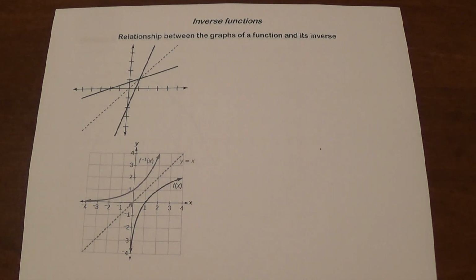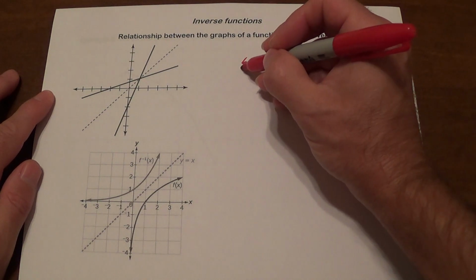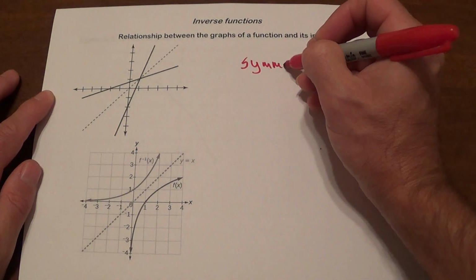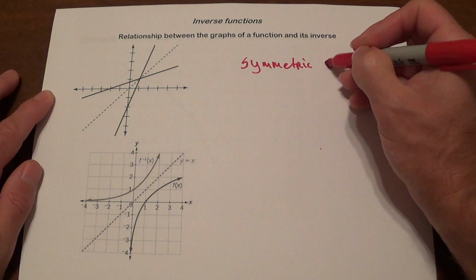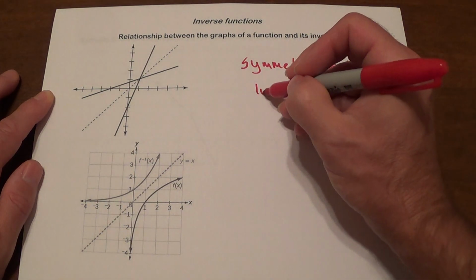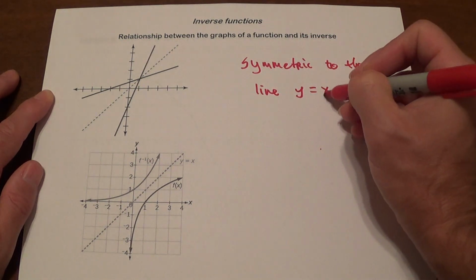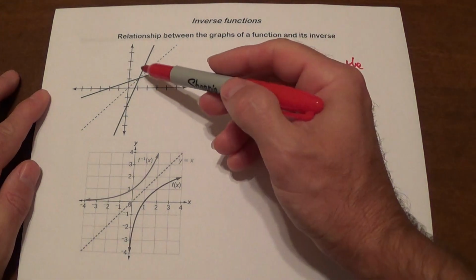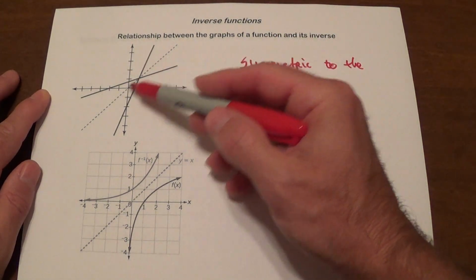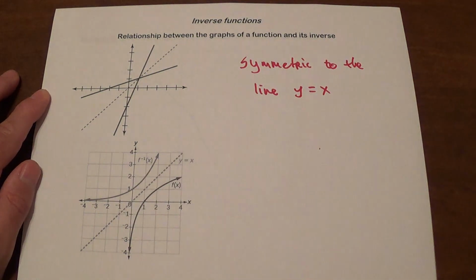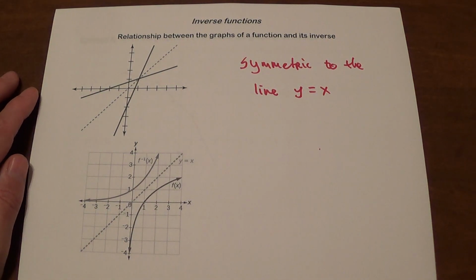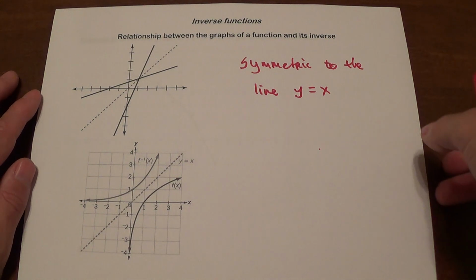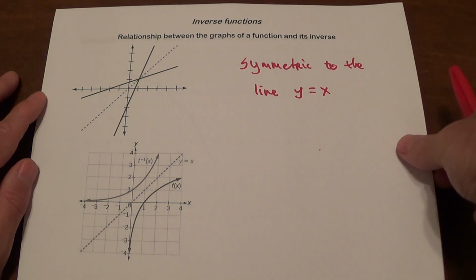One thing you need to know about graphs of inverse functions: they have symmetry. The graphs of a function and its inverse are going to be symmetric with respect to the line y equals x, which is the identity function, and you can see these two graphs are symmetric with respect to that line, and these two graphs are symmetric with respect to that line. That's what it's going to look like. A very important feature of the graph of a function and its inverse.